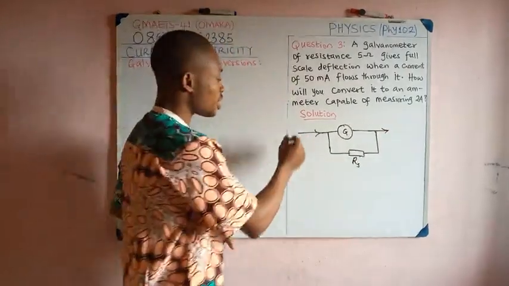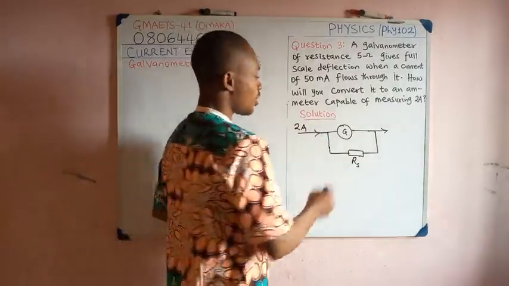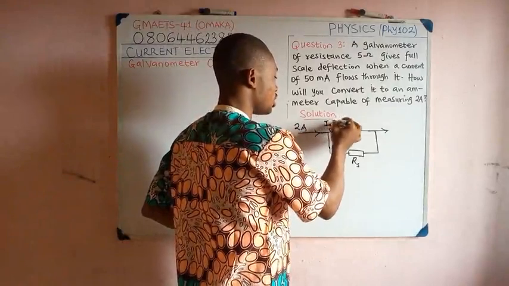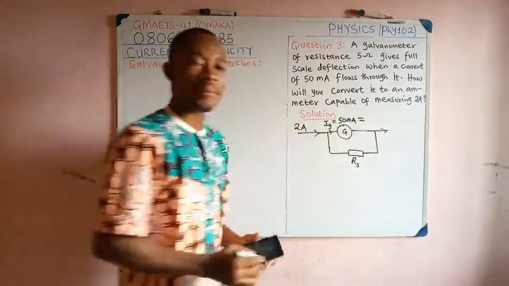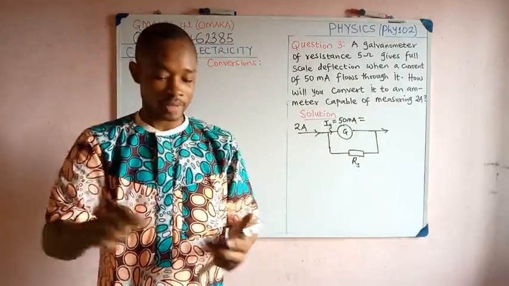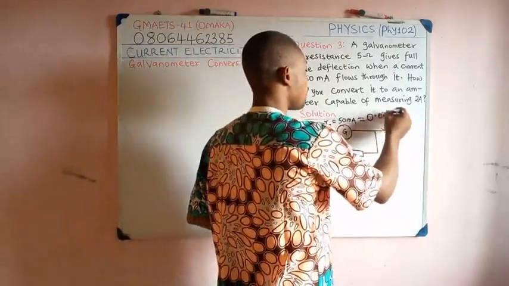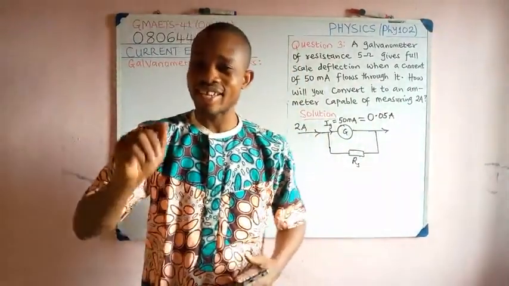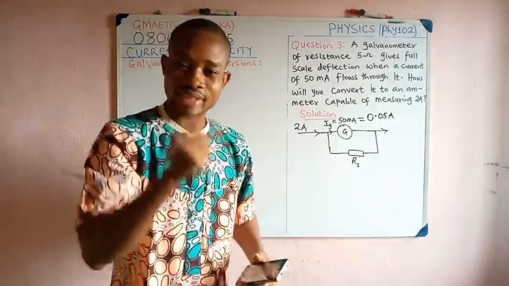Something like this. So the total current is 2 amperes, and of course, the current that the galvanometer can measure, I galvanometer, let me say IG, is 50 milliampere. Milli is times 10 raised to power minus 3, which is the same as dividing something by 1000. So 50 divided by 1000 gives us 0.05 ampere. So this is the value of the current that the galvanometer can detect.